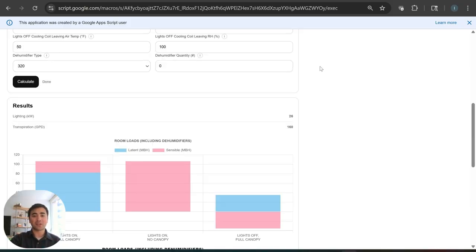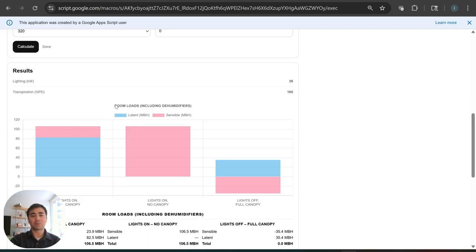So we have our results. The tool first displays the total lighting kilowatts and transpiration in gallons per day for quick checking. Then the room loads are displayed at 2 lights on conditions, both without plants and with plants, and then a lights off condition with plants.